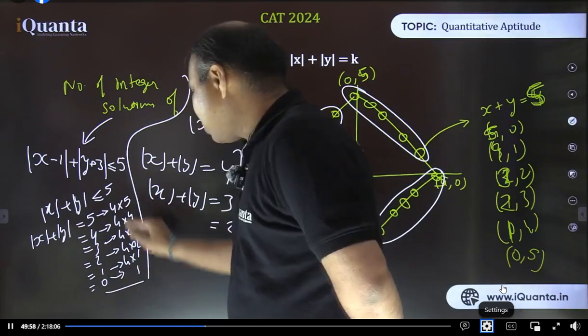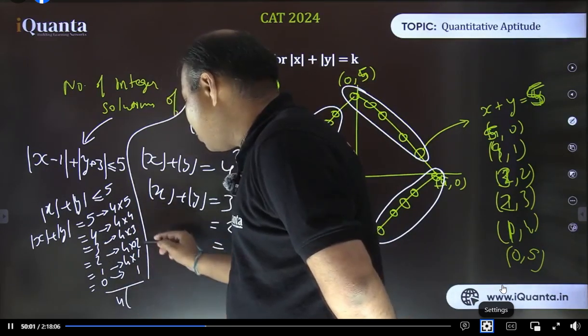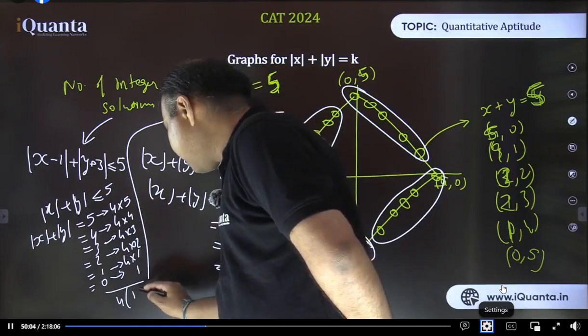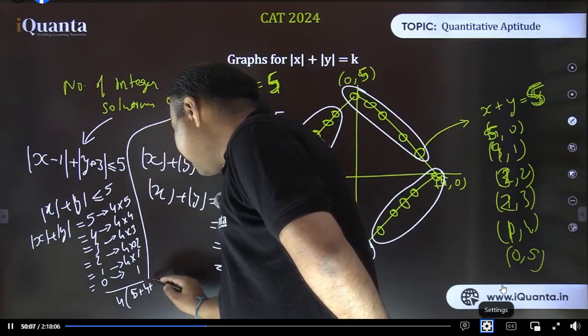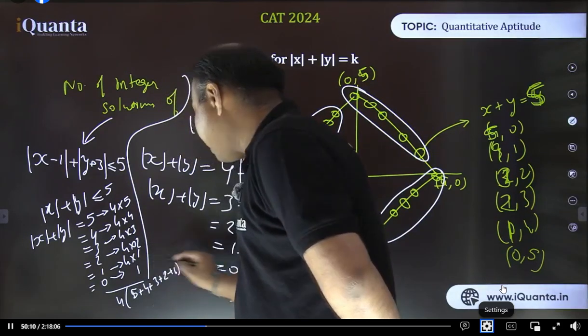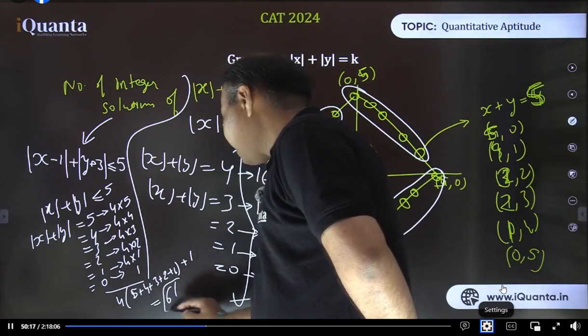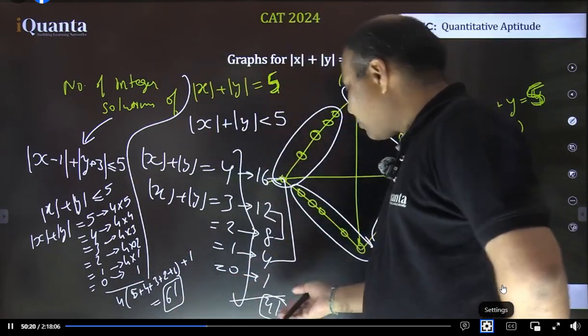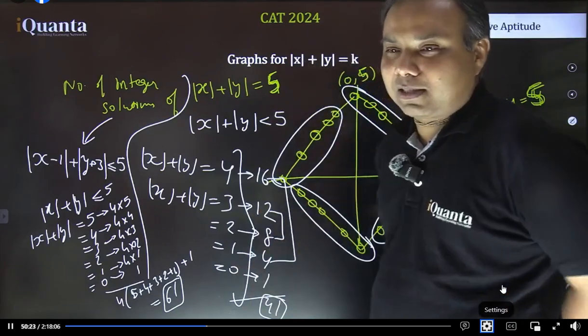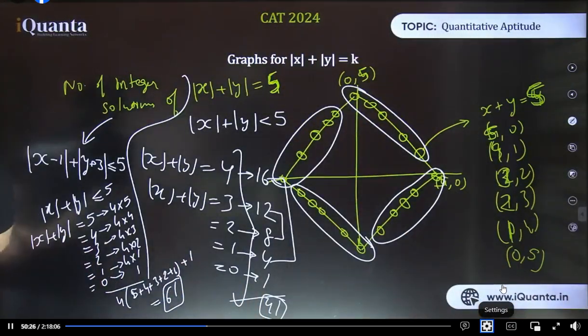So if we add them, this is 4 times 5, 4, 3, 2, 1. That is how much? 15. Let me write 5 plus 4 plus 3 plus 2 plus 1 and plus 1. So this is 15 times 4, 60 plus 1. That is 61. And by the way, right now we had already calculated 41. So we just needed to add those extra 20 cases. So 61 is the right answer. Is it clear to everyone? Yes, 41 plus 20, exactly.